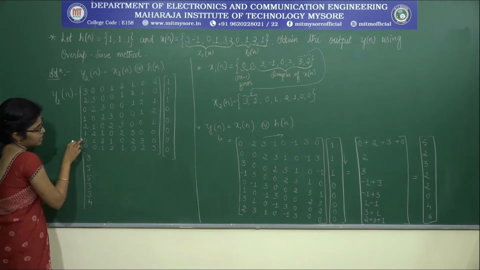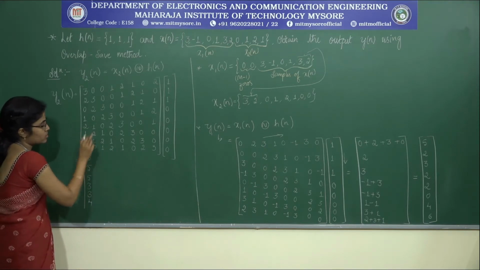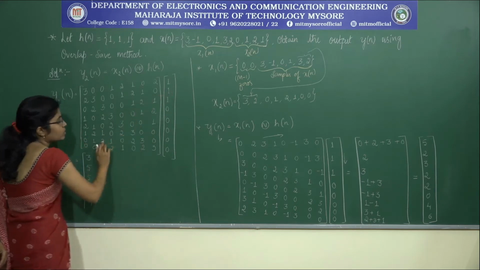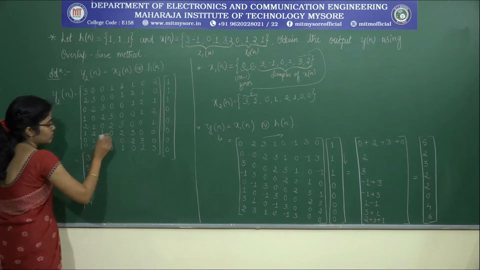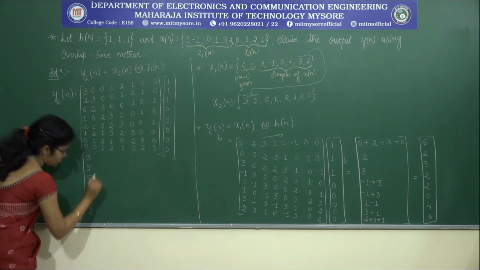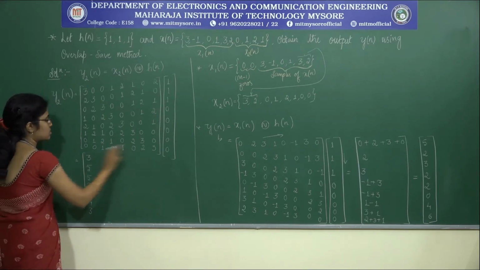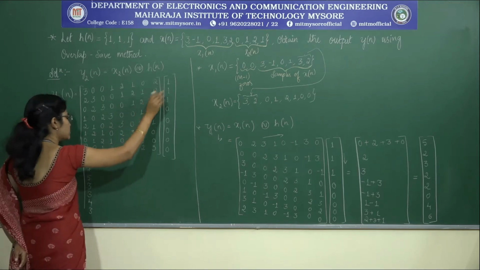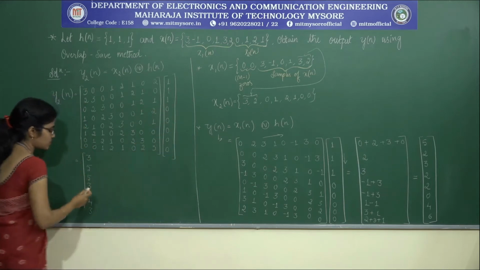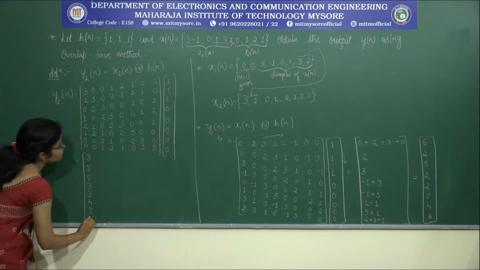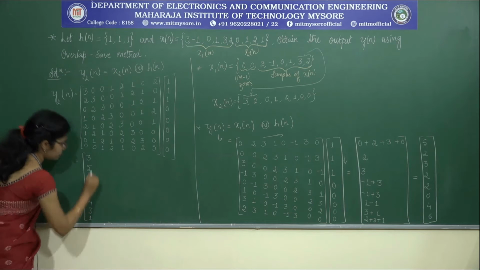Moving on to the last but one row, 0 into 1 is 0, 1 into 1 is 1, 2 into 1 is also 2, so 1 into 0 is 0, so 1 plus 2 gives us 3. Moving on to this row, that is 0 into 1 is 0, 0 into 1 is 0, 1 into 1 is 1, rest of the elements are 0, so gives us 1. Okay.